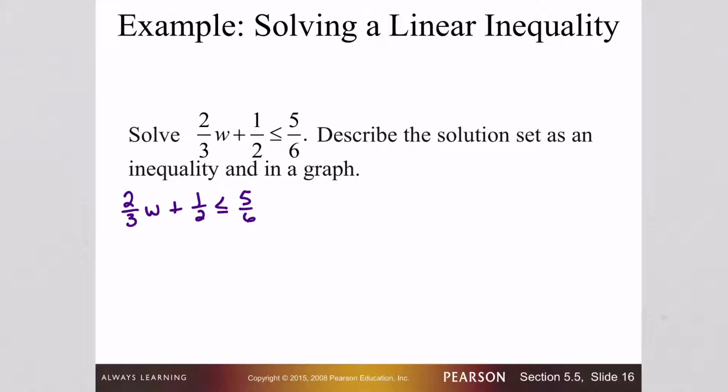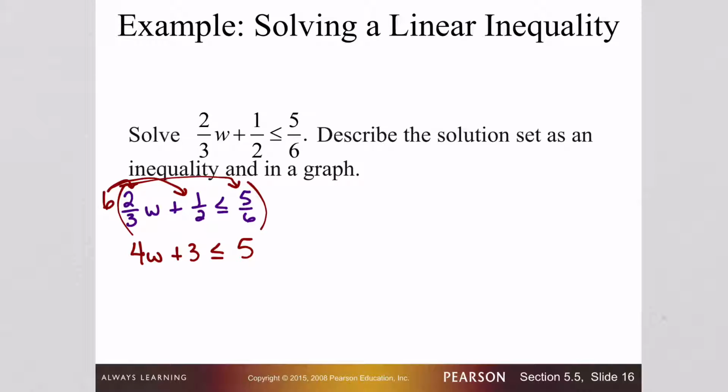Okay, for this problem right here, the easiest thing to do, unless you just really enjoy dealing with fractions, is to get rid of your fractions. So I'm going to multiply by the common denominator, which between 3, 2, and 6 is 6. Now, if you're not strong with fractions, this is where you may want to grab your calculator and multiply. 6 times 2/3 is 4, but don't forget your w there. 6 times 1/2 is 3, is less than or equal to 6 times 5/6, which is 5.